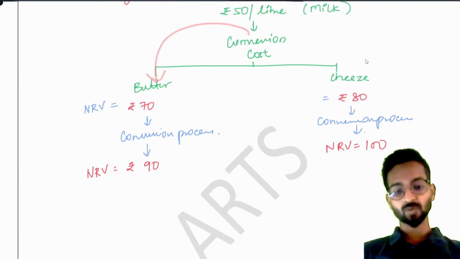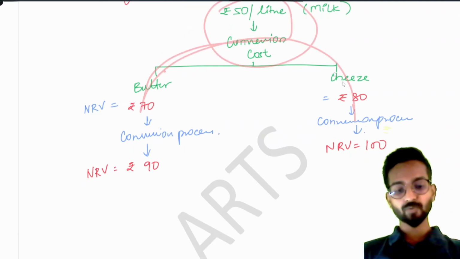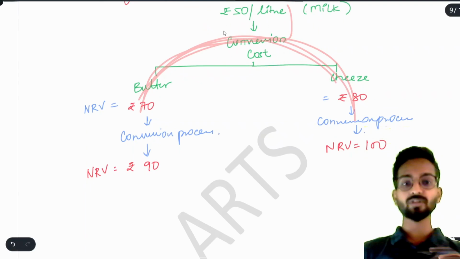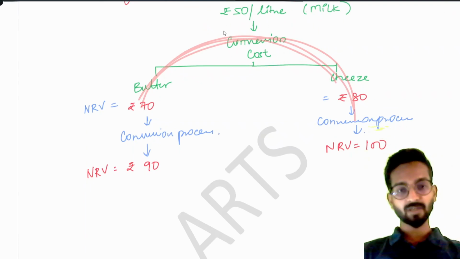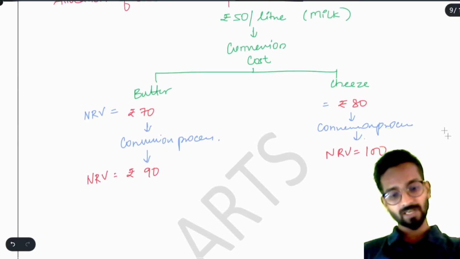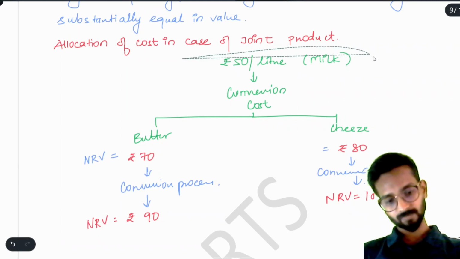This is the main question. When there is only one raw material and you are generating two different products, how will you bifurcate this 50 rupees? How will you distribute the cost of 50 rupees? That is the main question and that is solved by this topic. So it tells us the allocation of cost in case of joint product. Now we can write here.